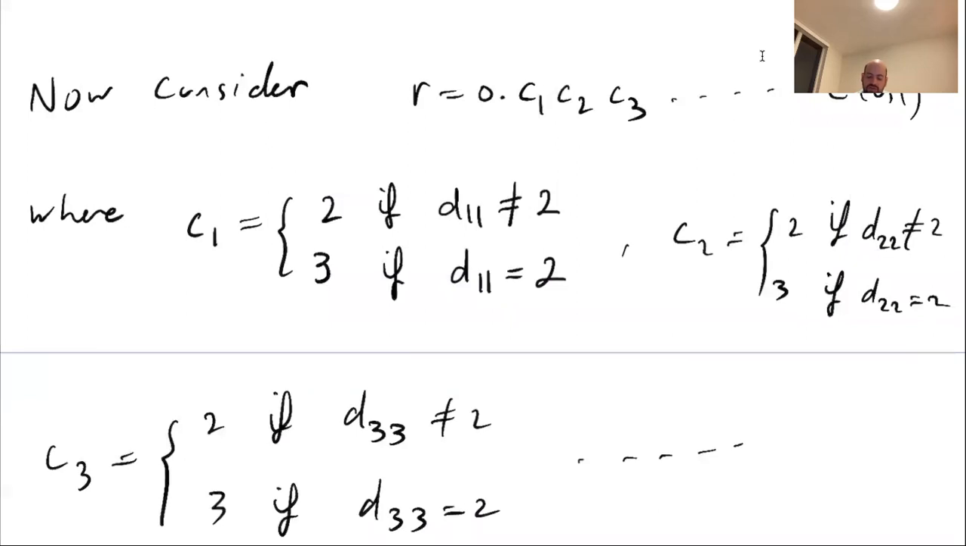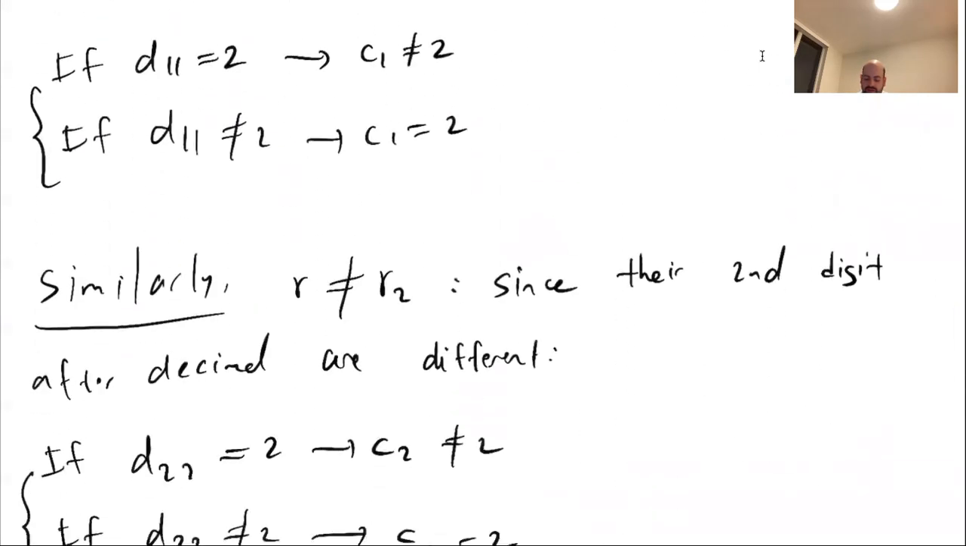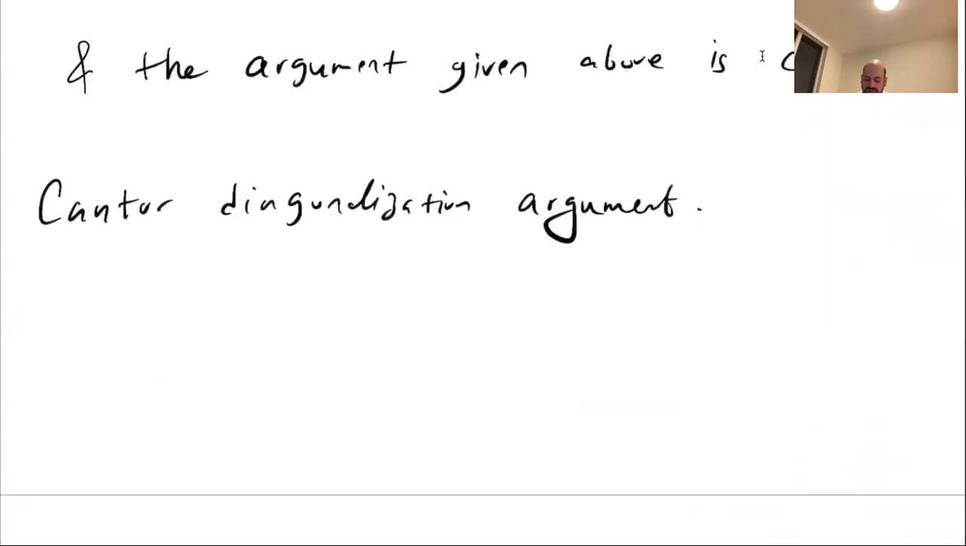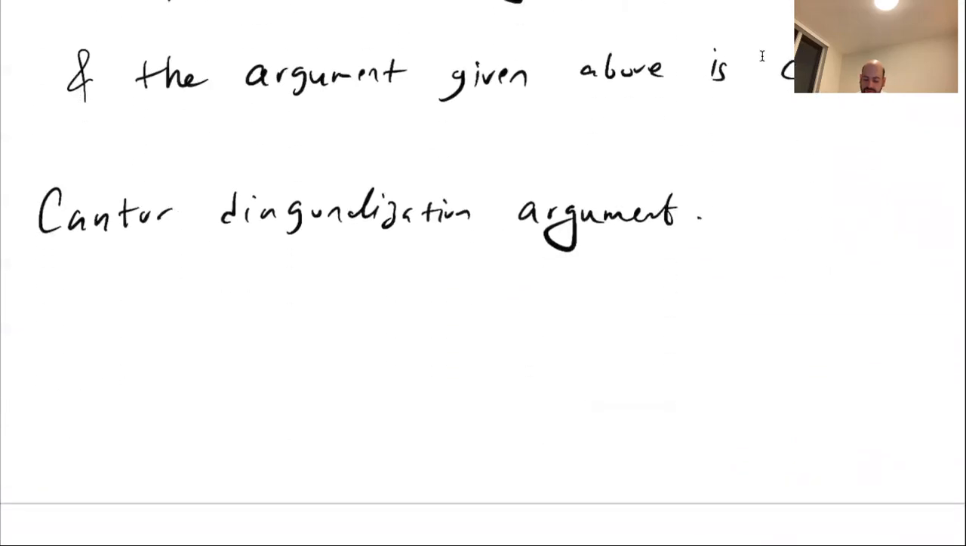And even this 2 here, as I said, is arbitrary. We could say D11, if D11 is not equal to 4, then C1 equals 4. If D11 equals 4, C1 equals 5, right? So these 2 and 3, my point is, can be replaced with any two other numbers. Okay, so that's another remark.